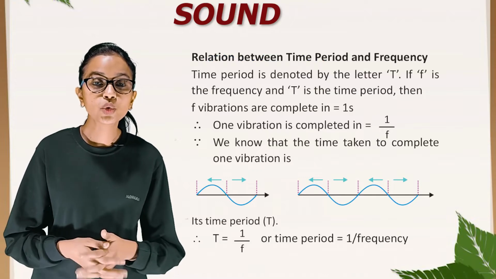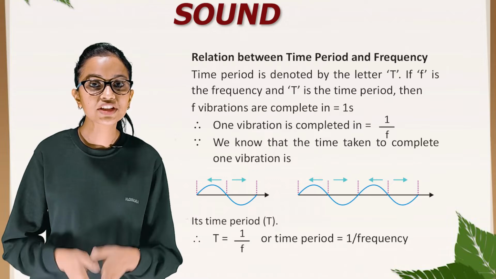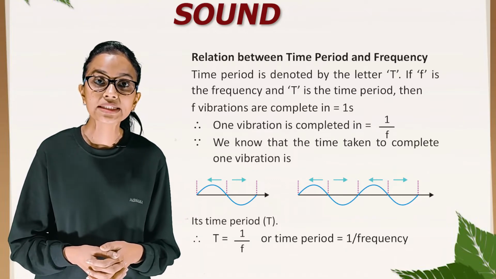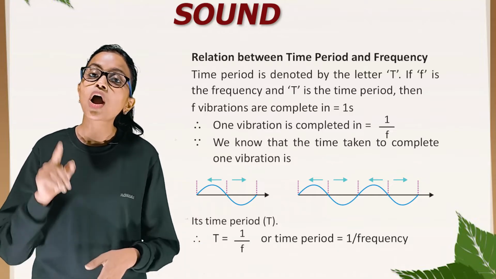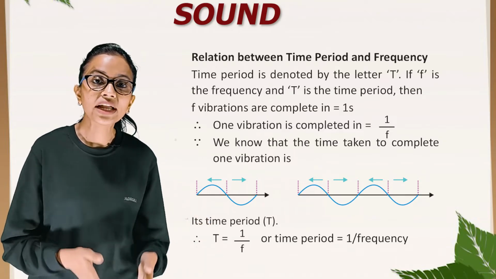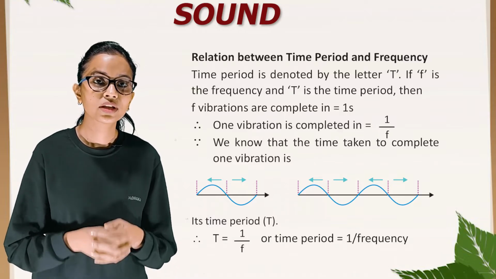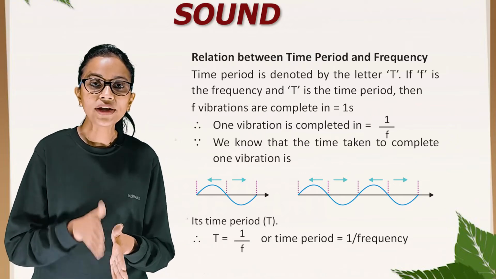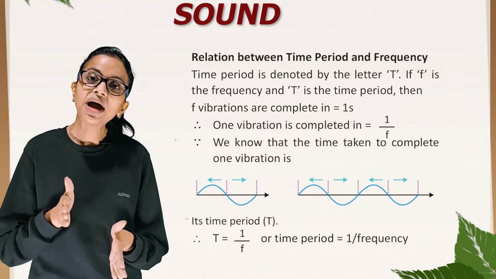Relation between time period and frequency. Time period is denoted by the letter T. If f is the frequency and T is the time period, then f vibrations are completed in 1 second. One vibration is completed in 1 divided by f seconds. We know that the time taken to complete one vibration is its time period T. T is equal to 1 divided by f, or time period is equal to 1 by frequency.